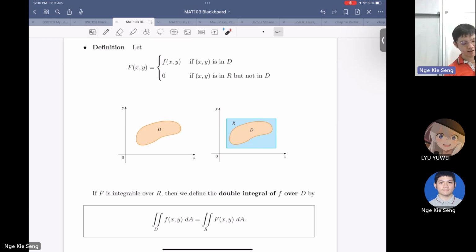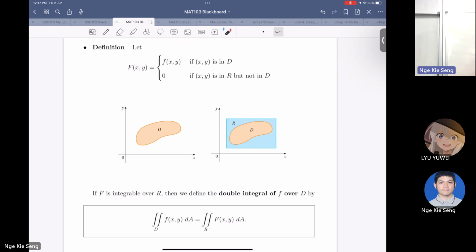So if f is integrable over a rectangle, then we define the double integral of f just by integrating over the non-zero domain, equal to the integral over the rectangle. You might think, why so troublesome? Why do I want to relate to a rectangle every time? Because this is the only definition I gave you. You only know how to integrate over a rectangle. So if you have a normal region, but it is zero outside D, then you just make a big rectangle around the domain, and then you integrate over the rectangle.